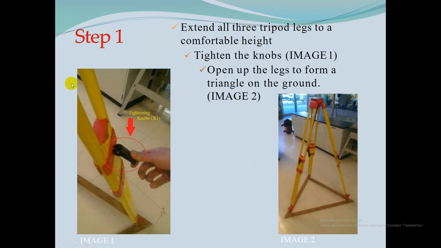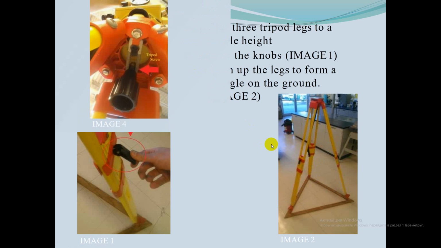Extend all 3 tripod legs to a comfortable height. Tighten the knobs. Open up the legs to form a triangle on the ground. This is step 1. What is the next?